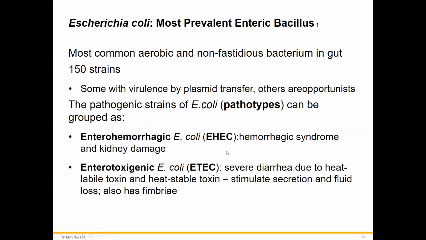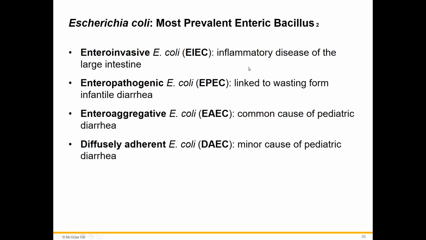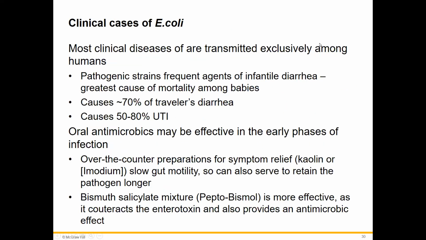Which ones should you absolutely know? Know EHEC and ETEC. Know these two kinds. EHEC because it's the hemorrhagic form. ETEC because it's the one that has the most common toxin forms that we see. So know these two forms of E. coli as pathotypes. Otherwise, understand just E. coli as a general pathogen. We'll look a little bit further into this.